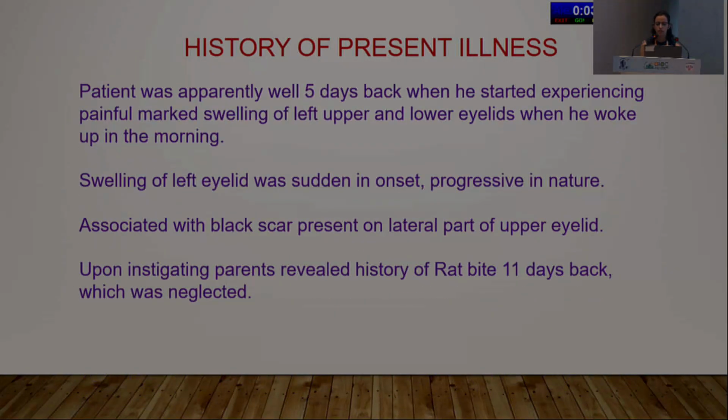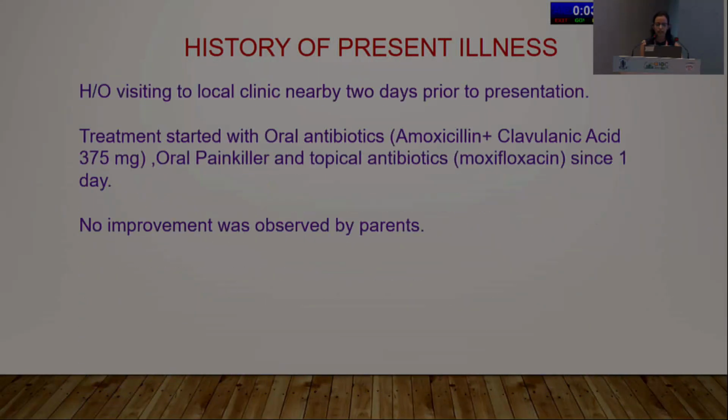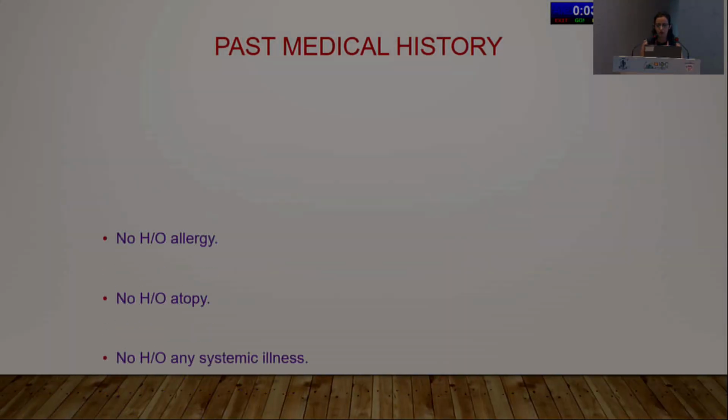History of present illness was that the patient was apparently well 5 days back when he experienced painful marked swelling of the upper and lower eyelids on waking up in the morning, which was sudden in onset and progressive in nature, associated with a black scar mark on the lateral part of the upper eyelid. On interrogating, the parents revealed a history of rat bite 11 days back, which was initially neglected. The patient then visited a local hospital, where he was treated with oral antibiotics, topical antibiotics and an oral painkiller, but the parents observed no improvement, so they rushed to our hospital.